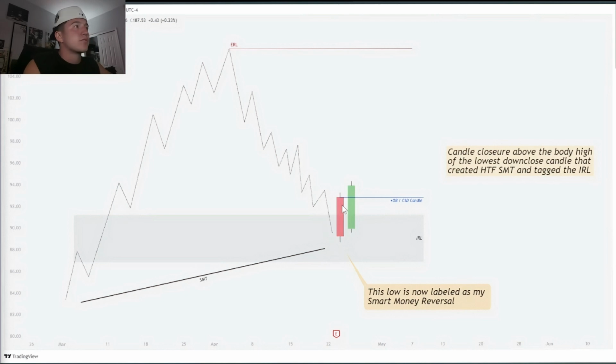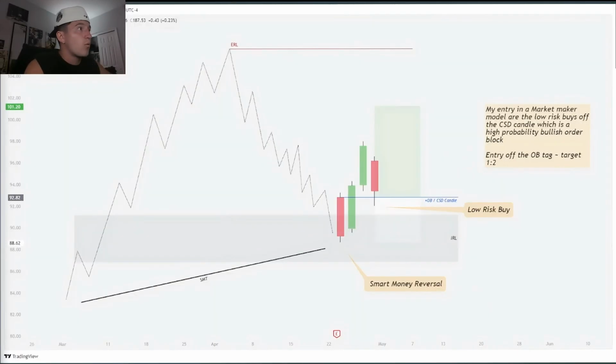And if you haven't watched my last YouTube video, this is labeled as a high probability bullish order block. But also the low here is now called the smart money reversal, initiating our market maker buy model to the external range high.